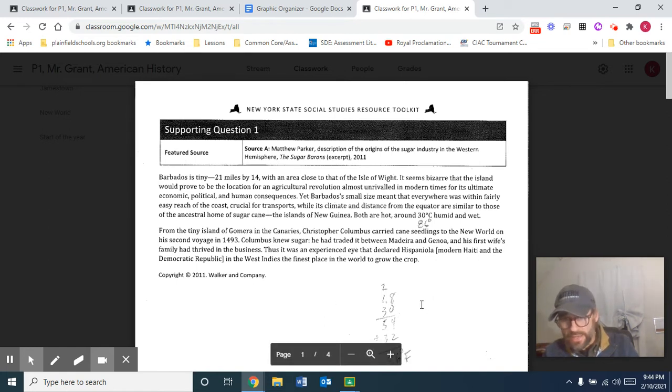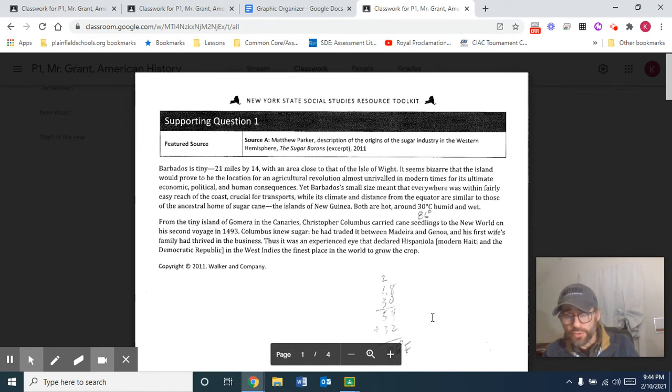You can see my math equation down there. Converting the temperature Celsius to Fahrenheit for you. It's 1.8 times the Celsius temperature plus 32 degrees. So you can see where both the islands of New Guinea and Barbados have a similar temperature of 86 degrees. It's humid and wet. So just imagine Connecticut in the middle of late July, hot, humid, and 86 degrees.